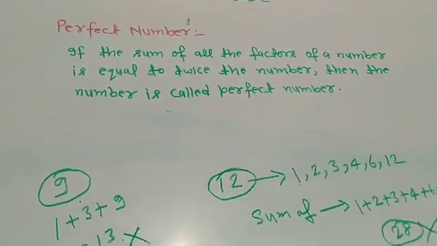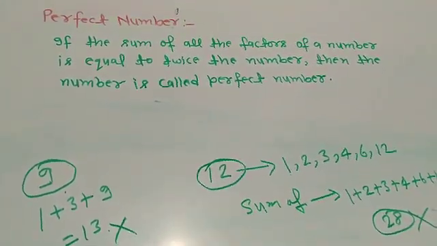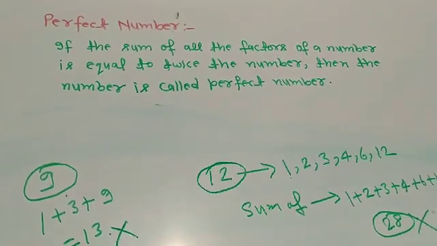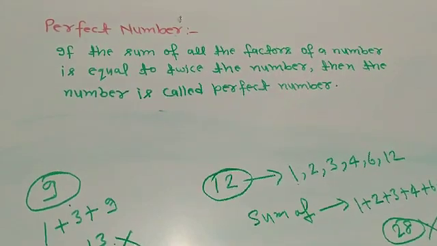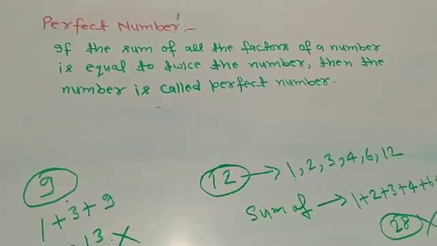So 6 is a perfect number and 28 is also a perfect number. And you can also try some other numbers to see whether they are perfect or not.